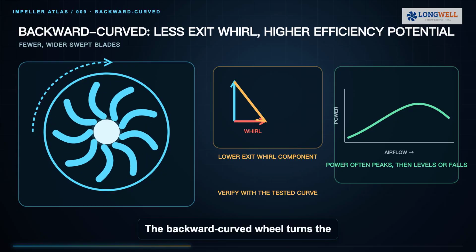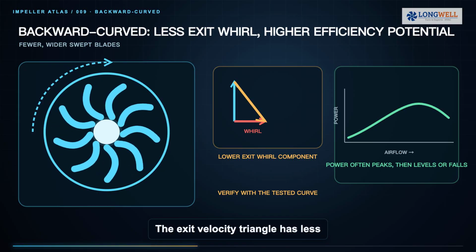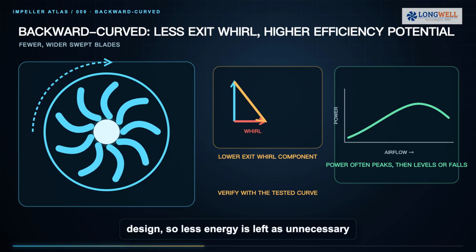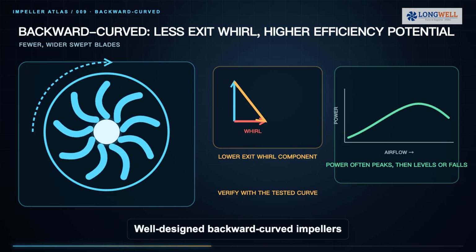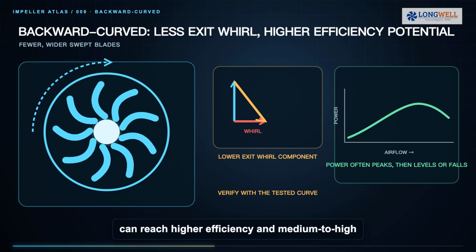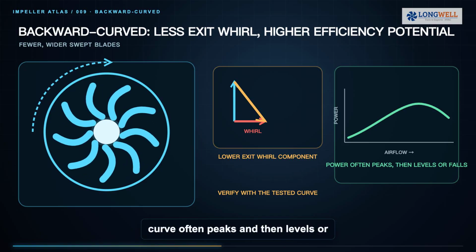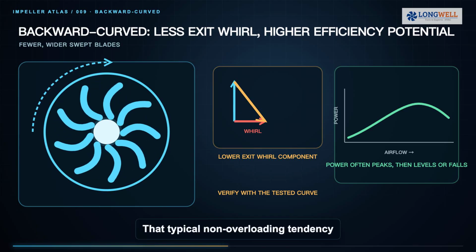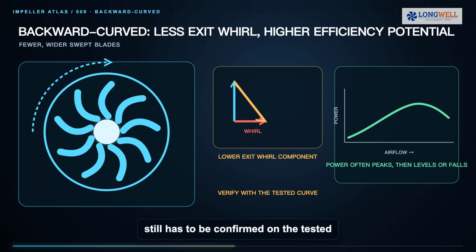The backward curved wheel turns the outlet edge away from rotation. The exit velocity triangle has less whirl than a comparable forward curved design, so less energy is left as unnecessary tangential motion. Well-designed backward curved impellers can reach higher efficiency in medium to high pressure, and their absorbed power curve often peaks and then levels or falls within the intended range. That typical non-overloading tendency still has to be confirmed on the tested curve.